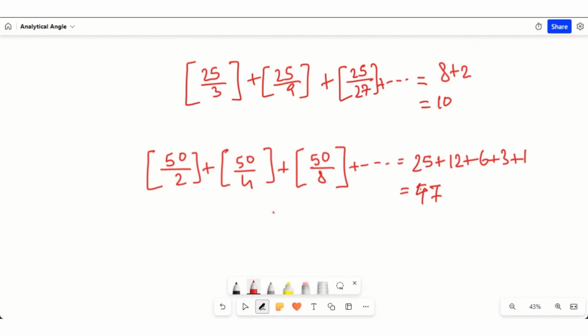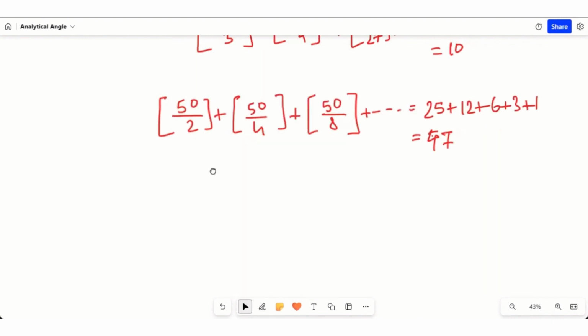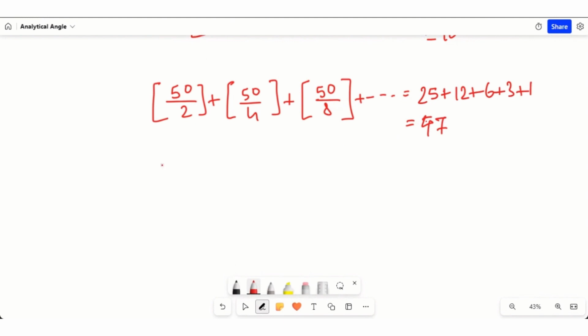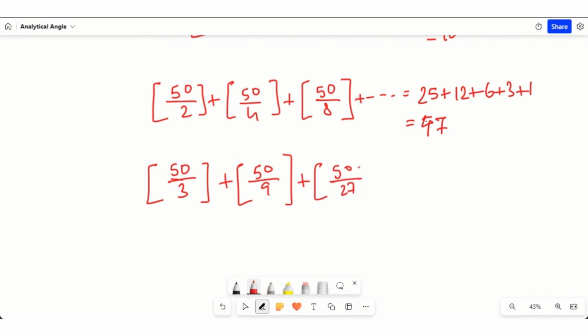And the highest power of 3 in 50 factorial is equal to floor of 50 by 3 plus floor of 50 by 9 plus floor of 50 by 27 and so on, which is equal to 16 plus 5 plus 1, which is equal to 22.